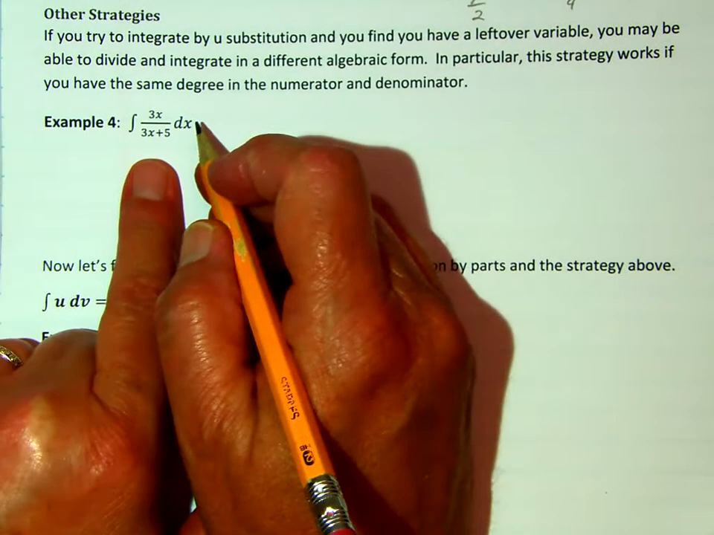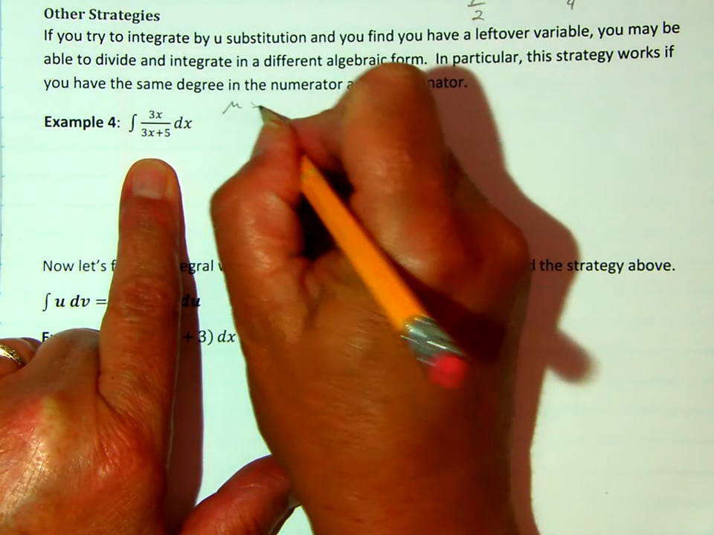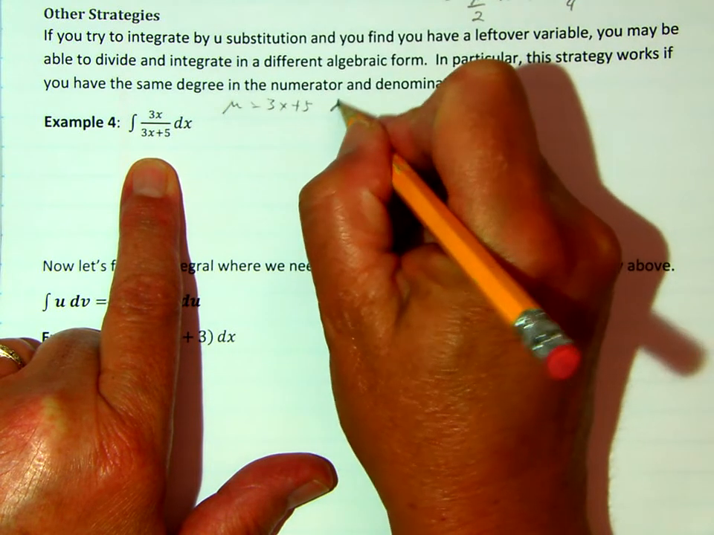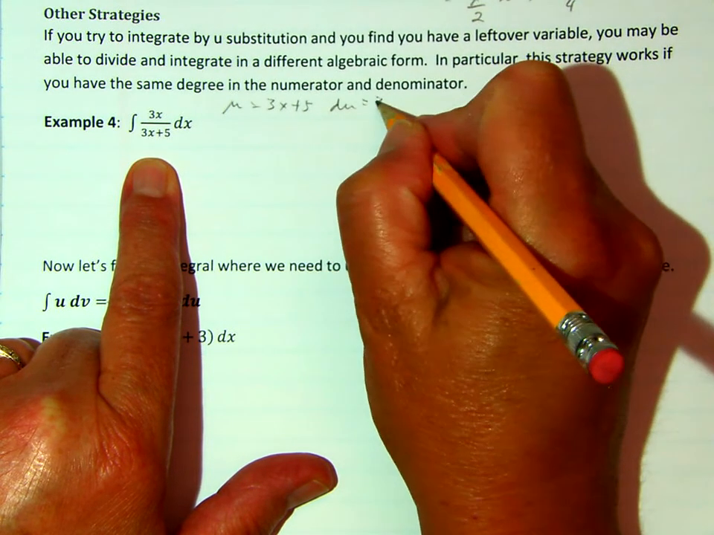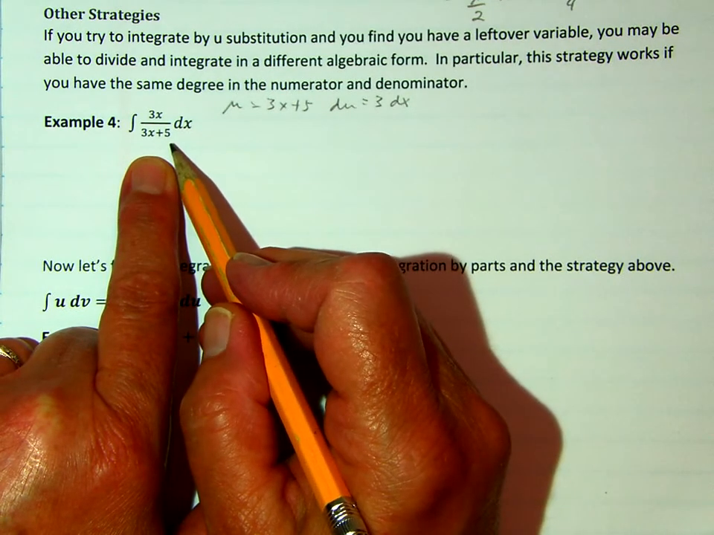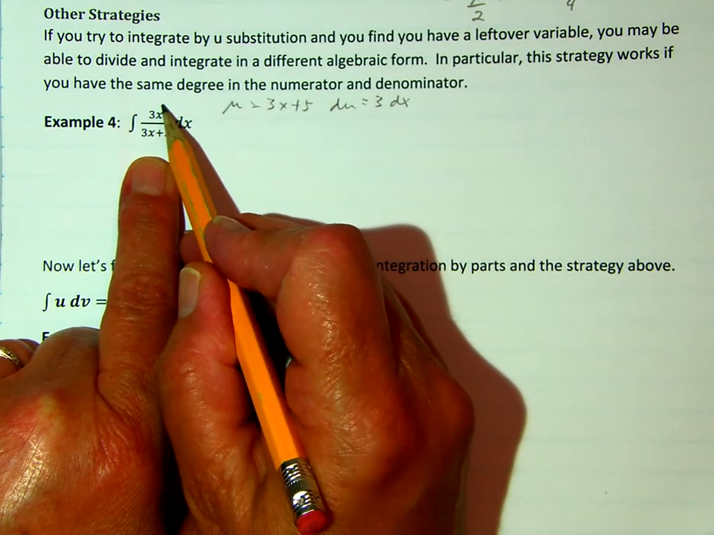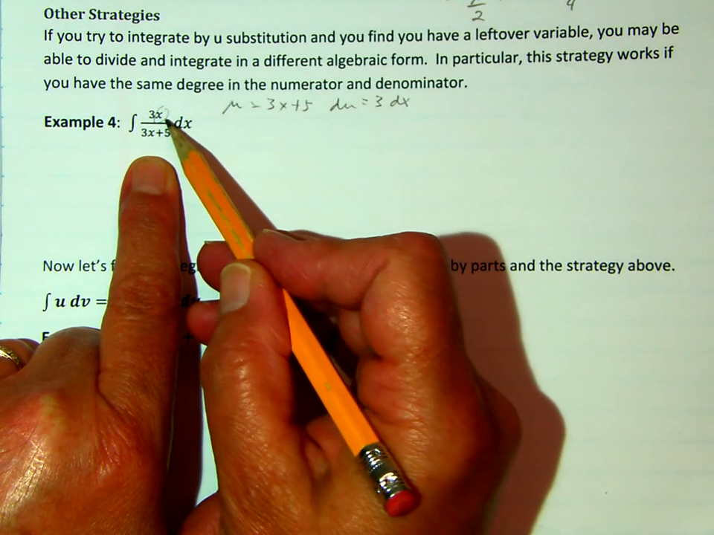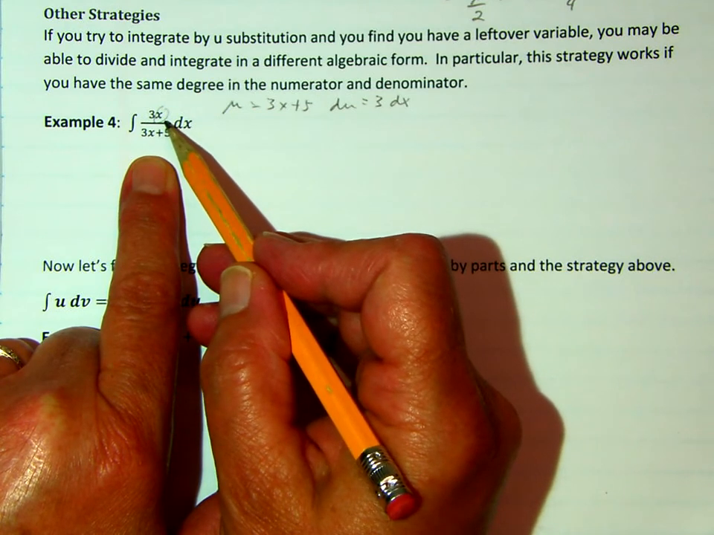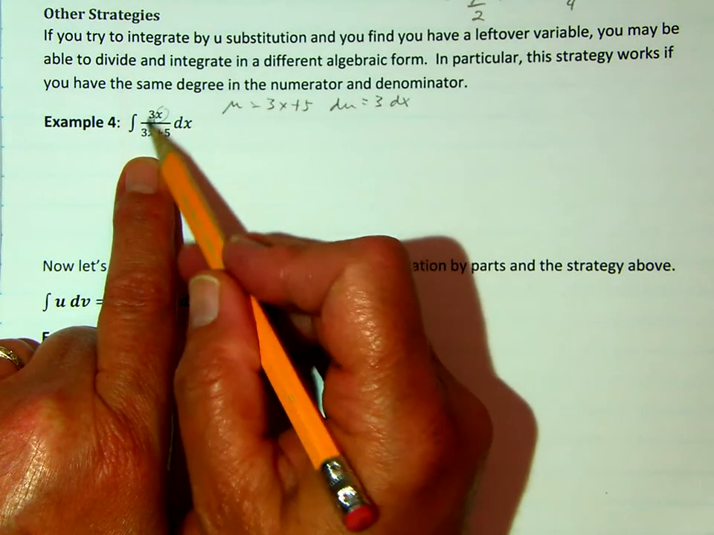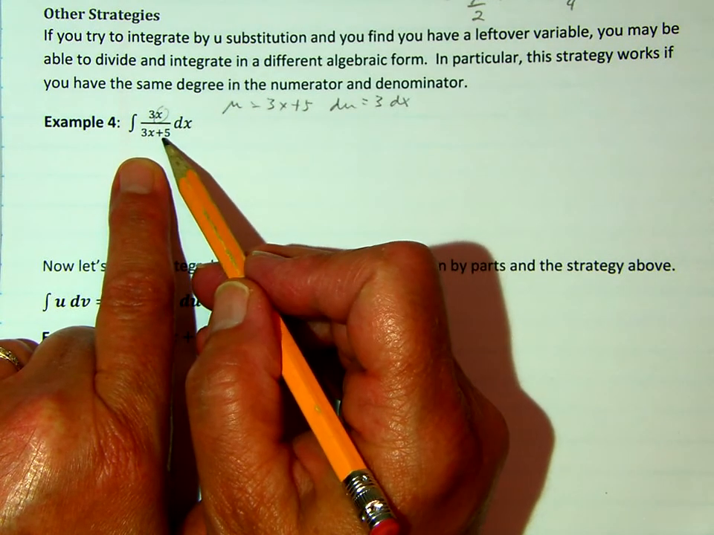When I go to integrate this, if I let u equal 3x plus 5, then du would be 3 dx. And I can't integrate this by parts because I don't have anything to deal with this x here. So what I'm going to do is divide this out and change it into a different form.